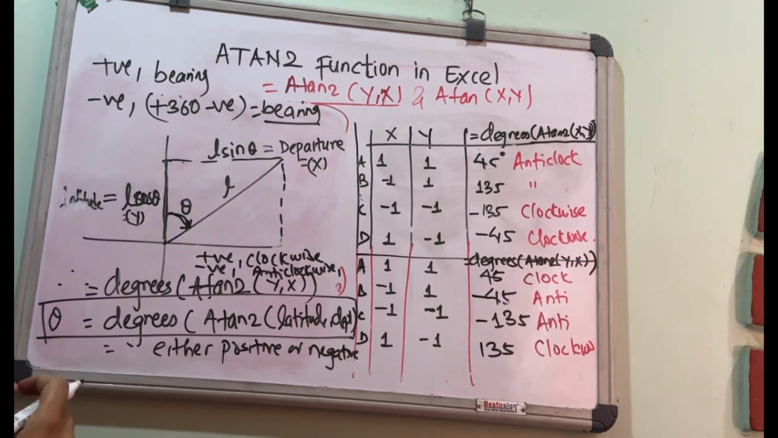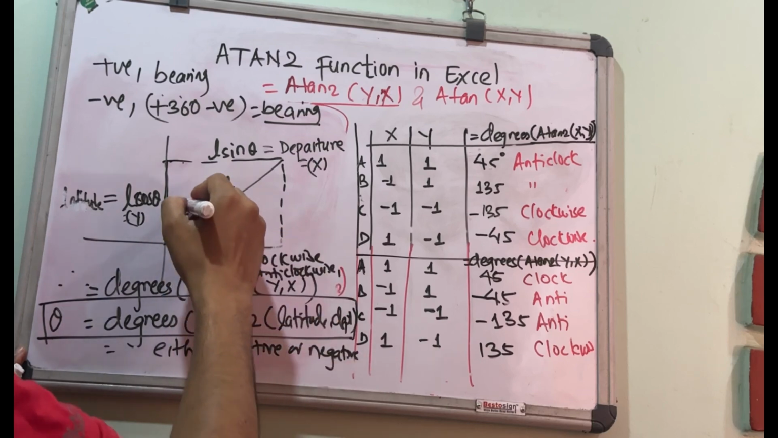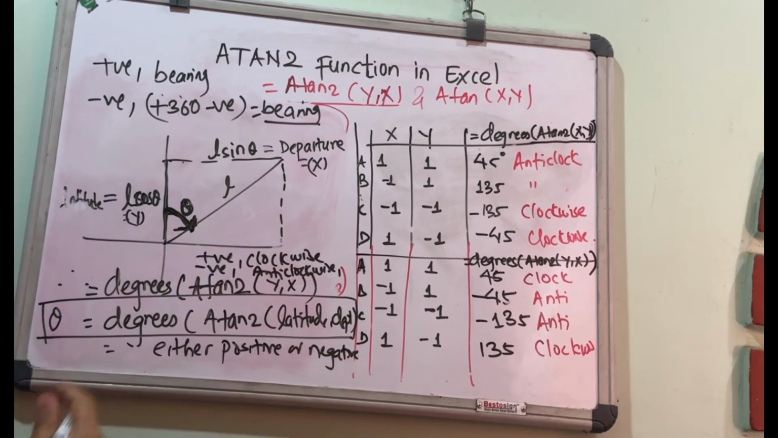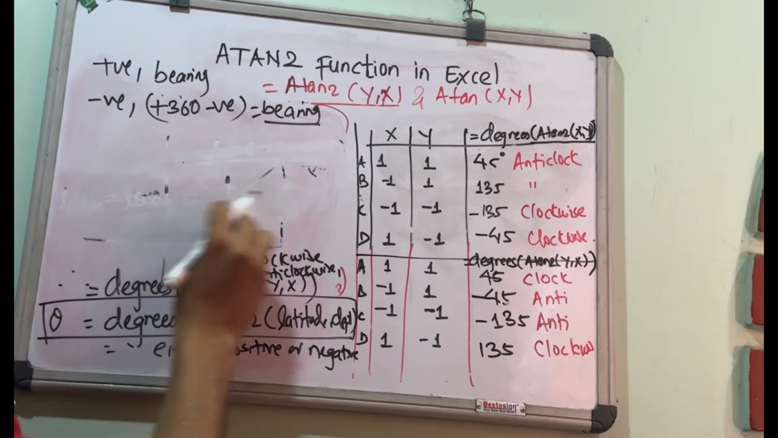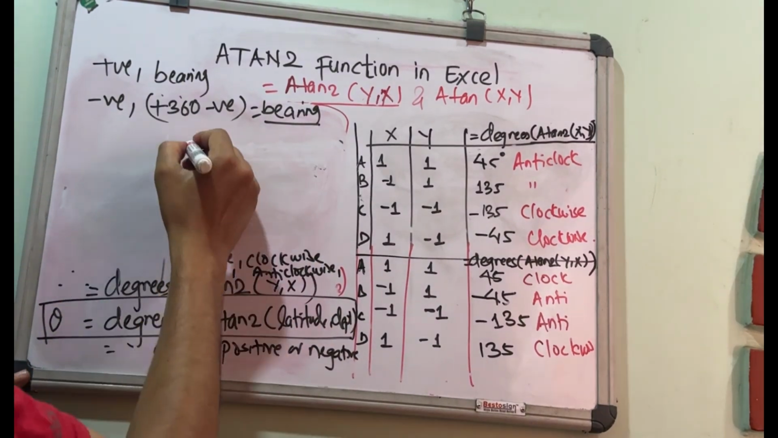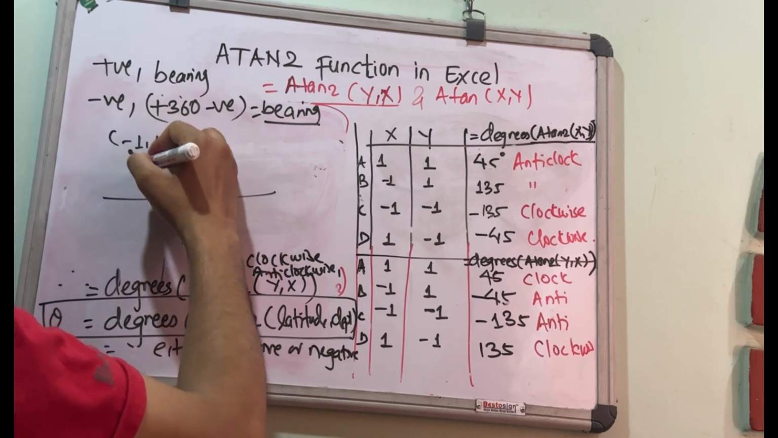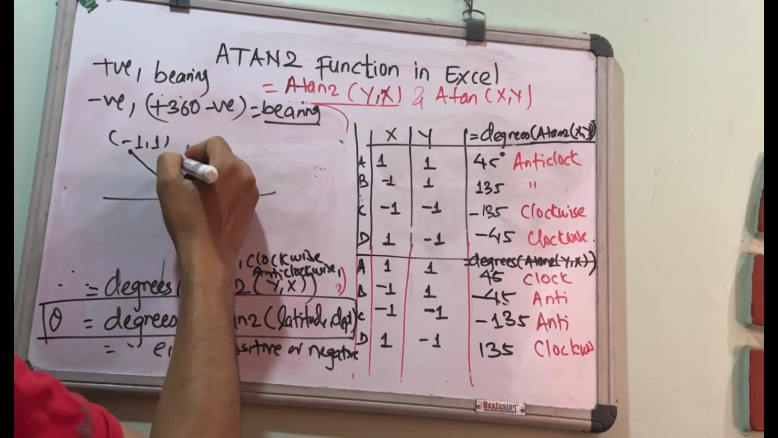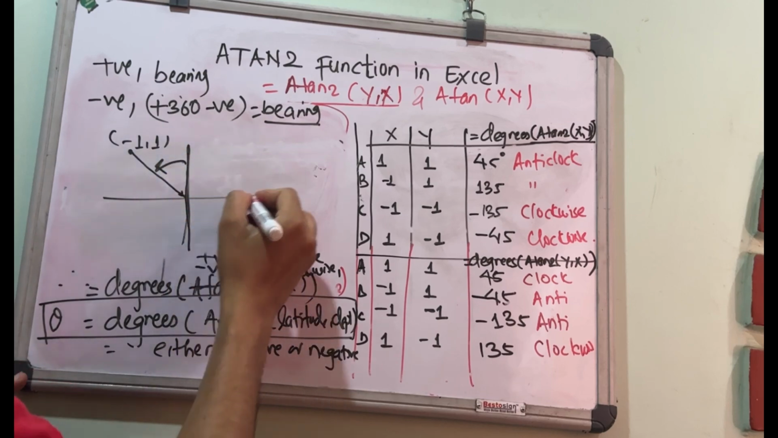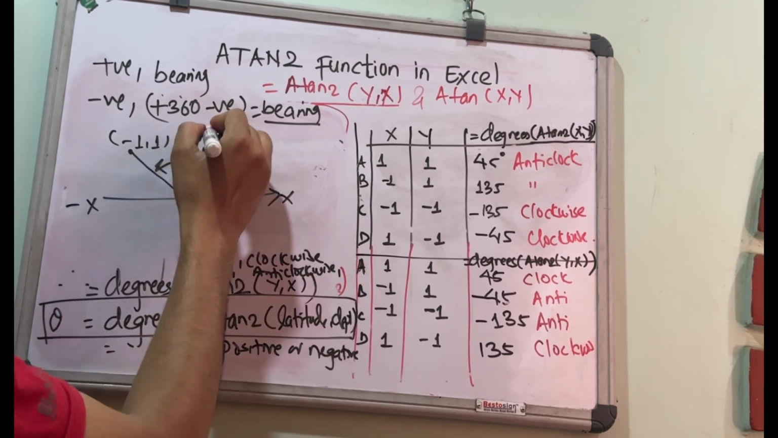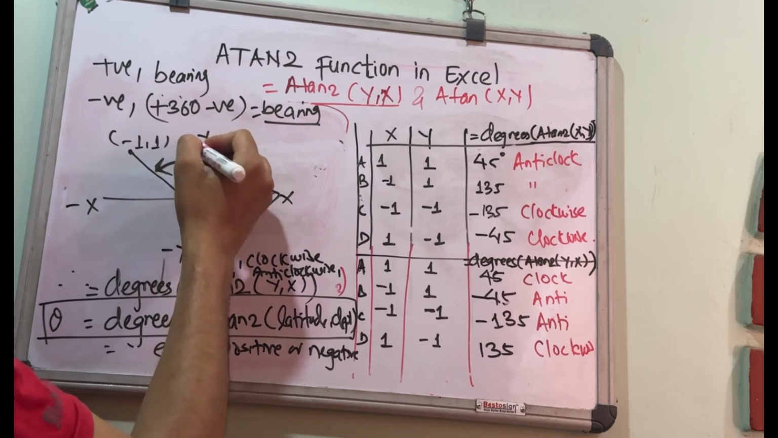Okay, if the value is positive, it is in the first quadrant, and you directly get the bearing. But if the value is negative, let us see what will happen. If the point is (-1, 1), then this will be your line. Then you will be getting the bearing from this vertical axis. This is x minus, this is y minus. So the bearing will be coming out to be minus 45 degree.